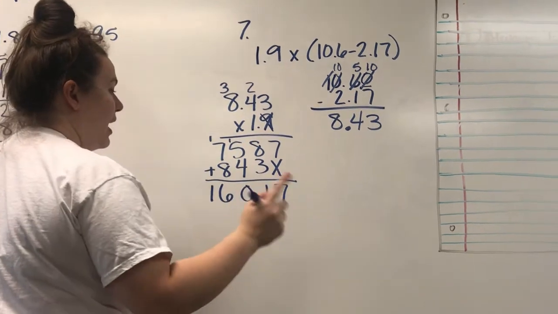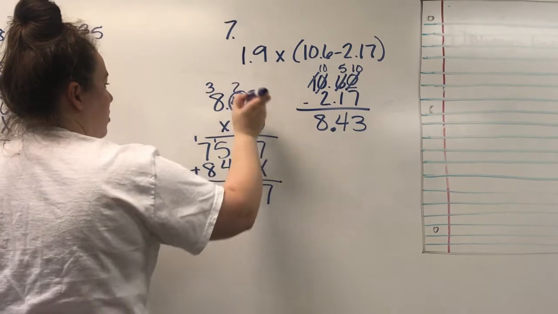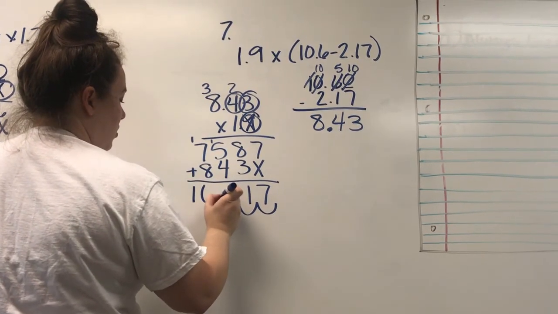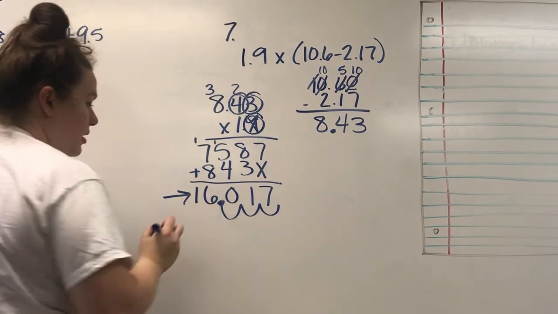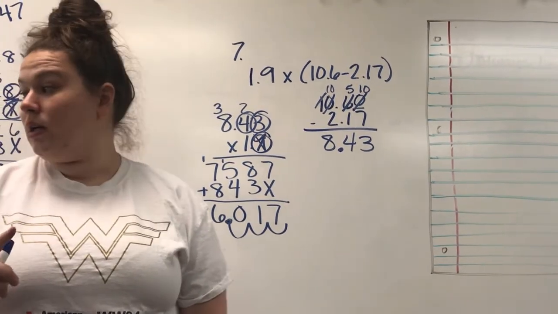Okay, now we need to count our decimals. How many places were there? 1, 2, 3. 1, 2, 3. My answer is 16.017. Hopefully you did good on that.